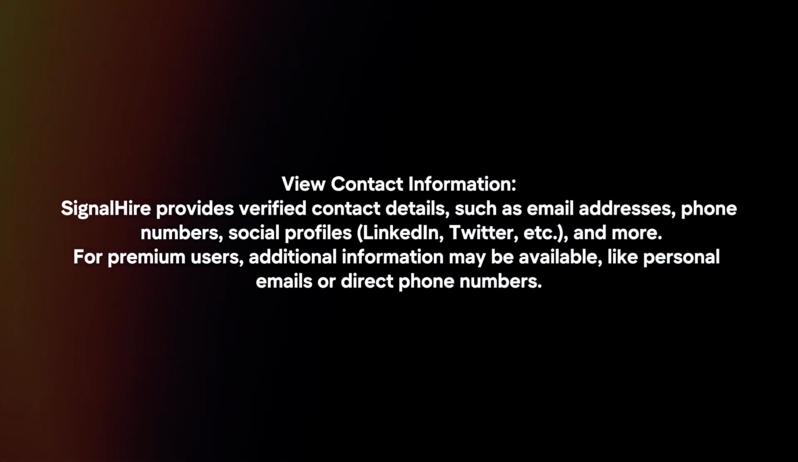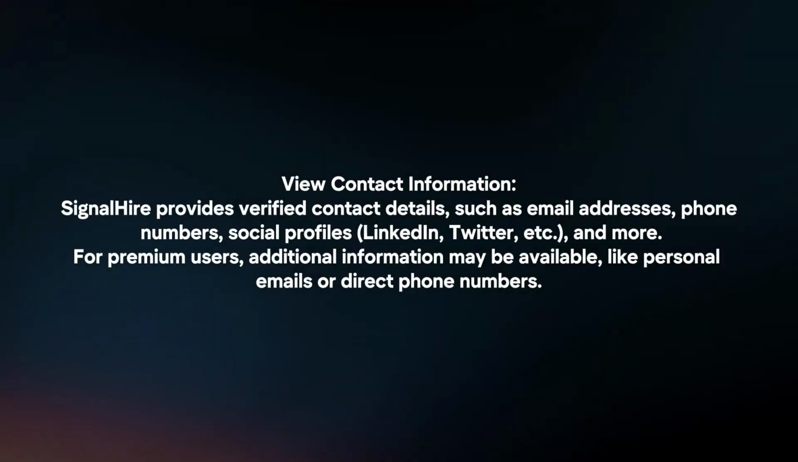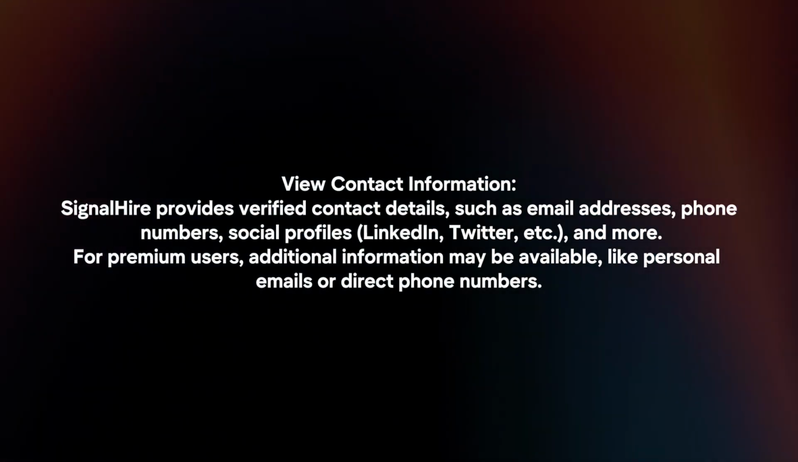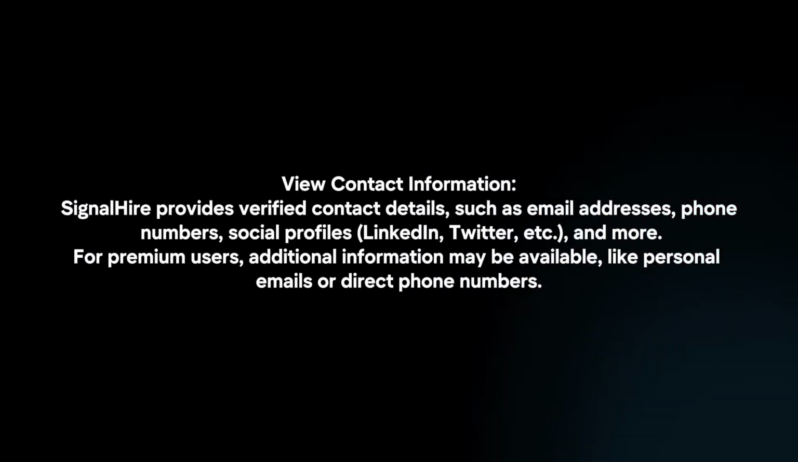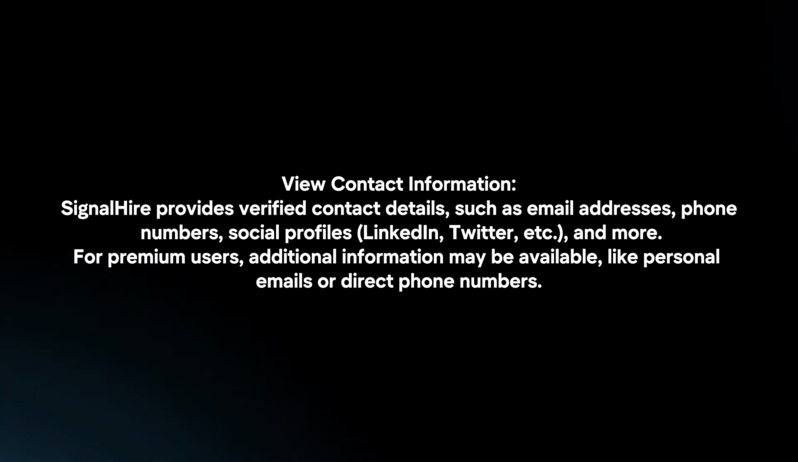View contact information. SignalHire provides verified contact details such as email addresses, phone numbers, social profiles, and more. For premium users, additional information may be available like personal emails or direct phone numbers.